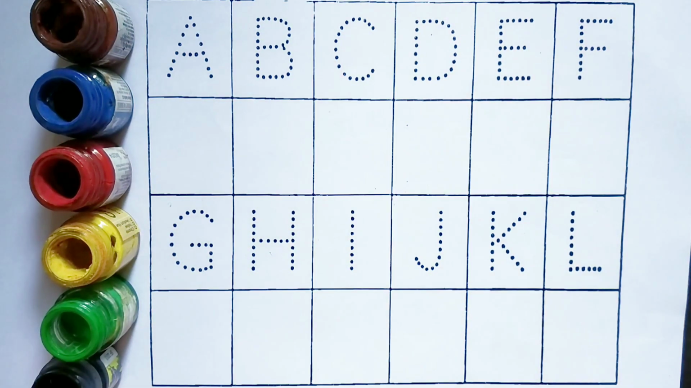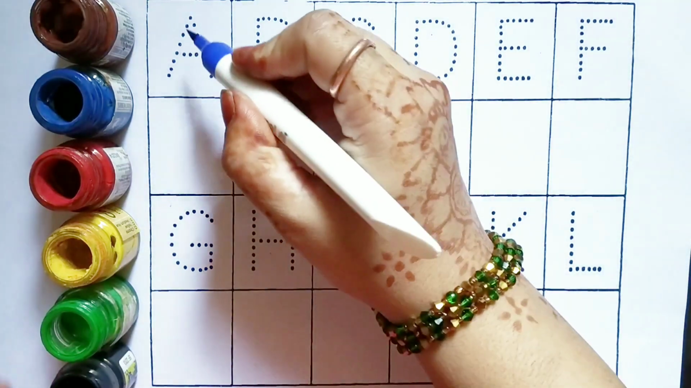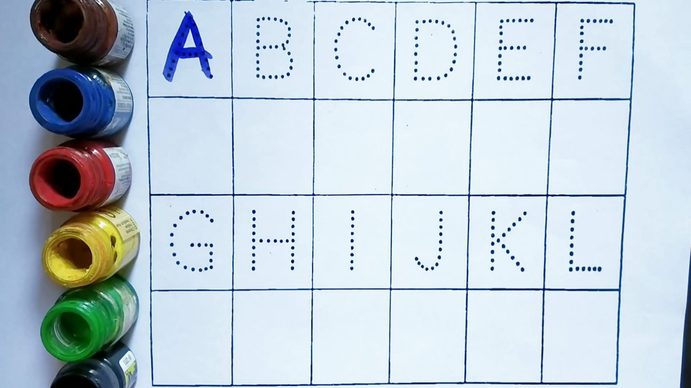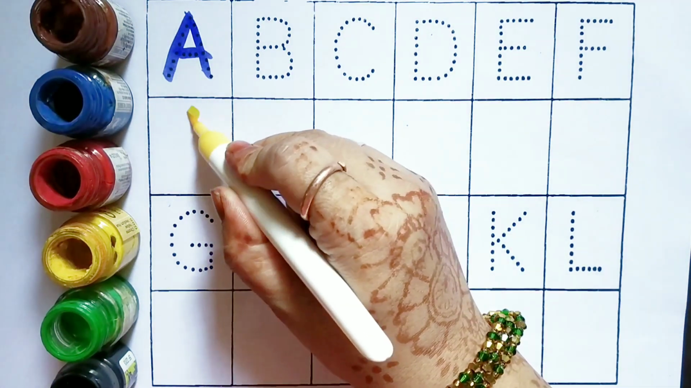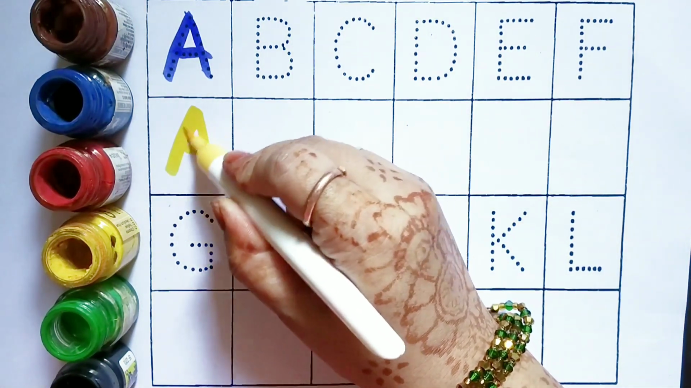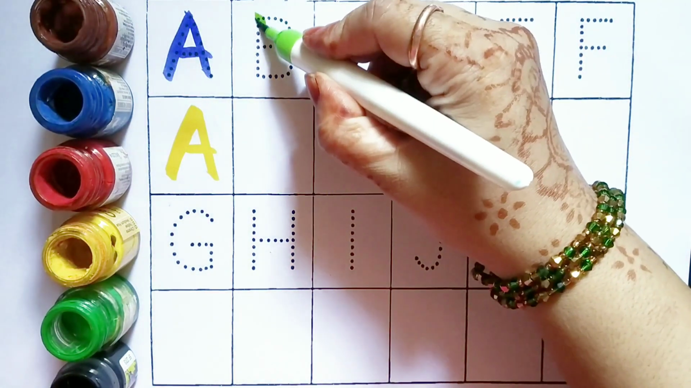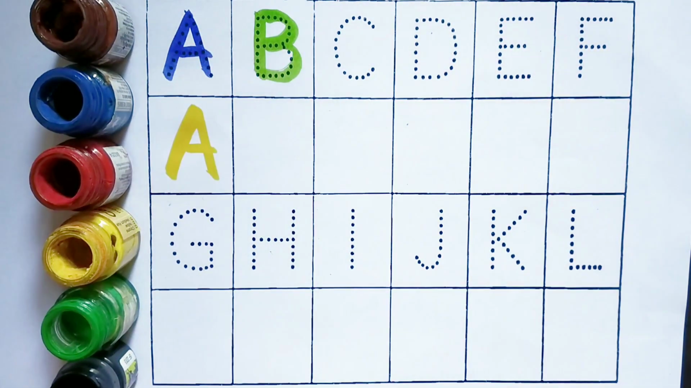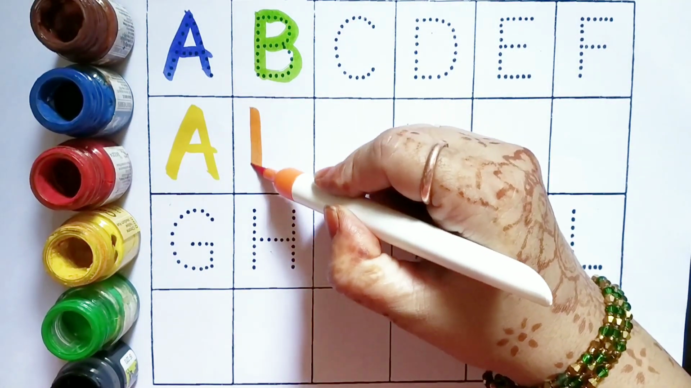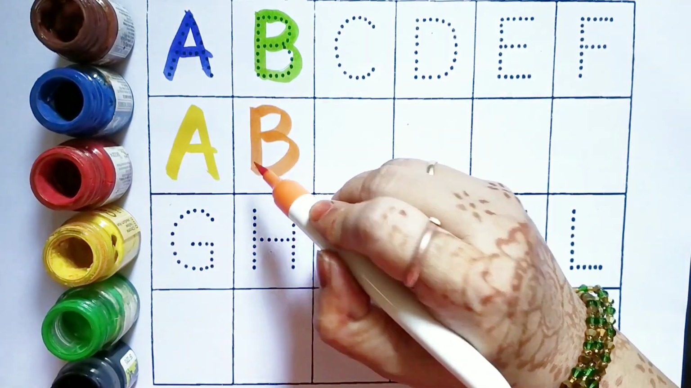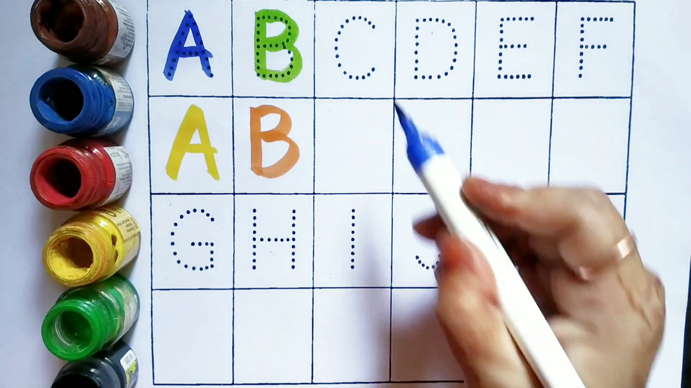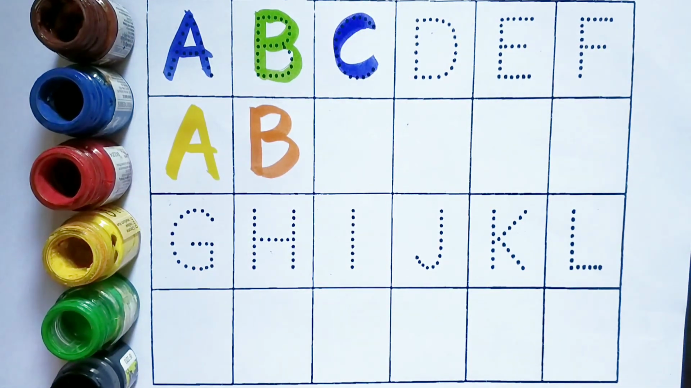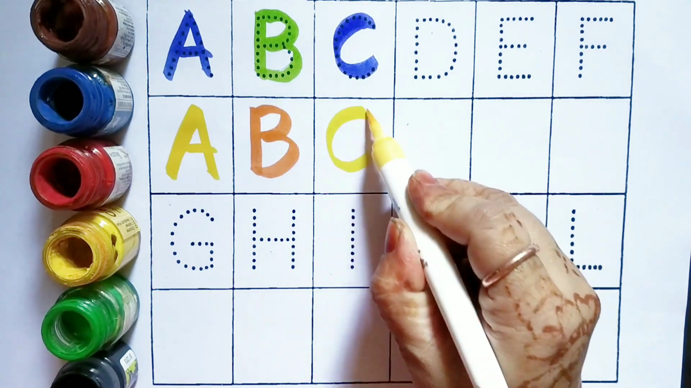Alphabets. A for apple. A for apple. B for ball. B for ball. C for cat. C for cat.